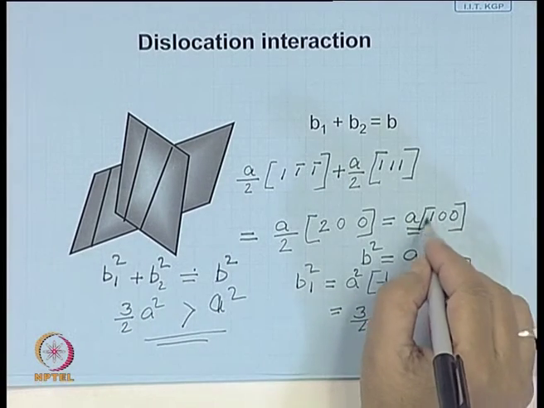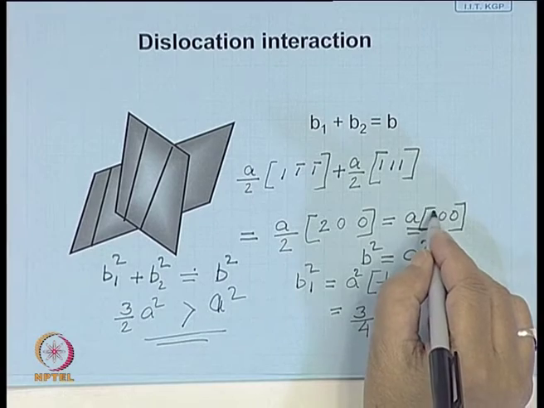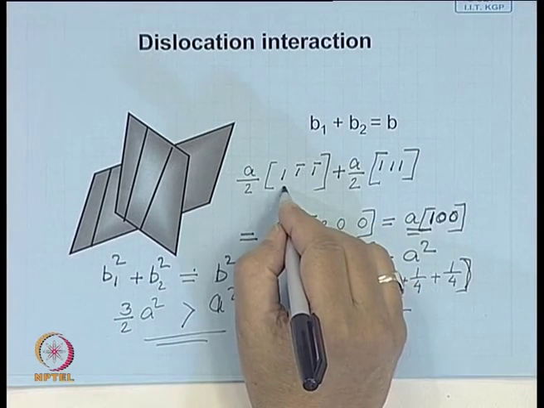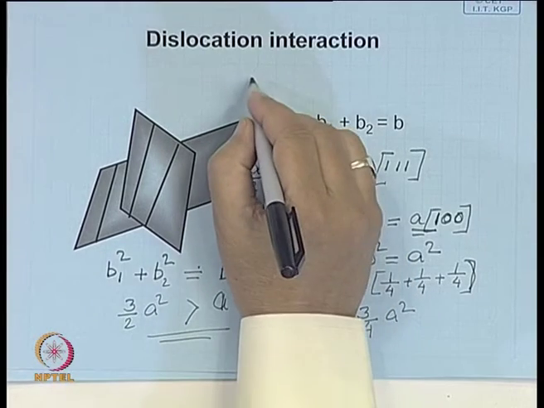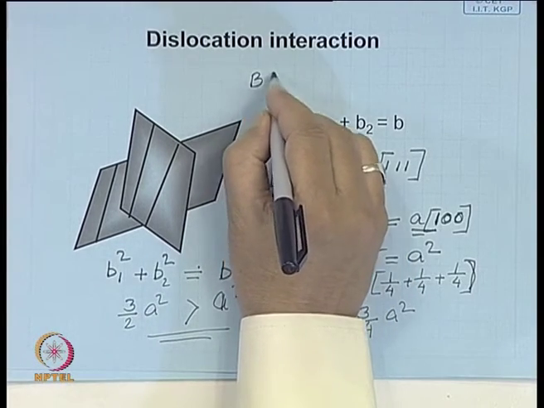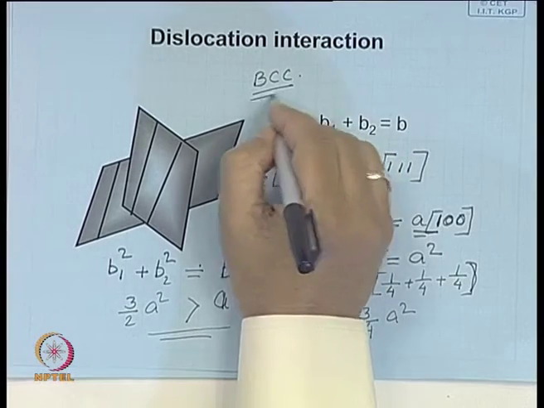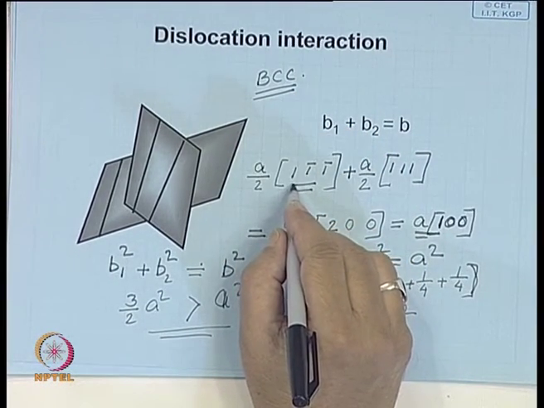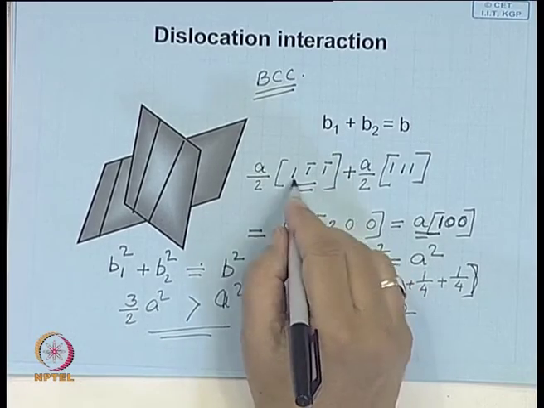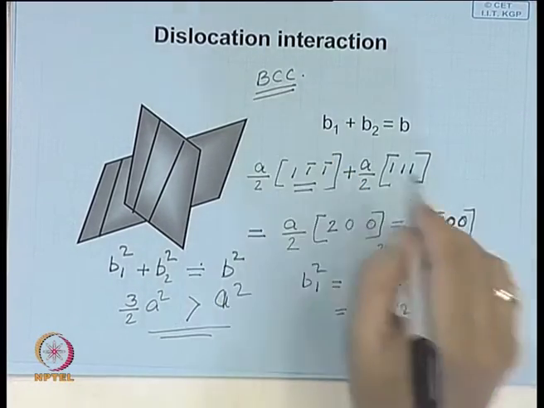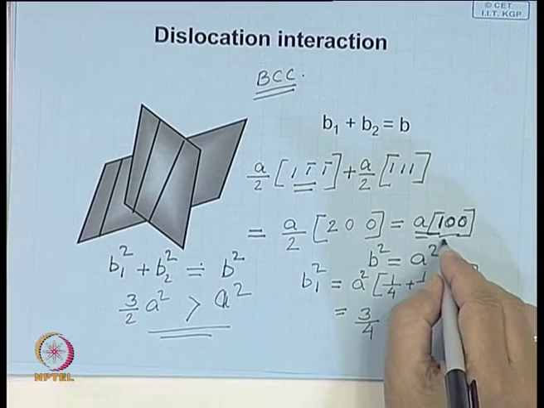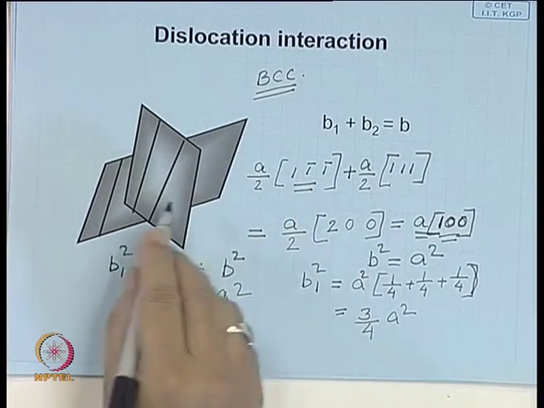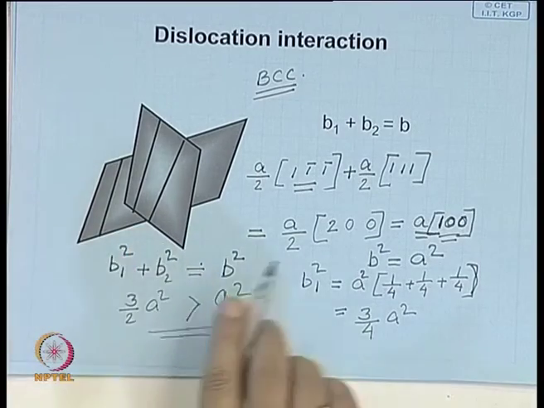So this dislocation is not a common one. When I have written a dislocation like this, we are talking about a body centered cubic structure. In a body centered cubic structure, the Burgers vector is of type 1 1 1. In a BCC structure this is not a mobile dislocation, but if it splits into these two, they can move on the slip plane.